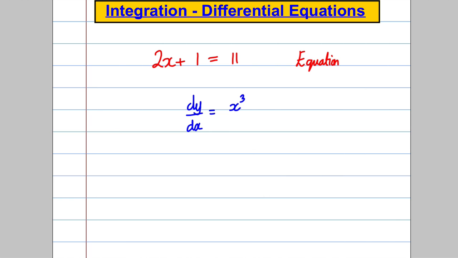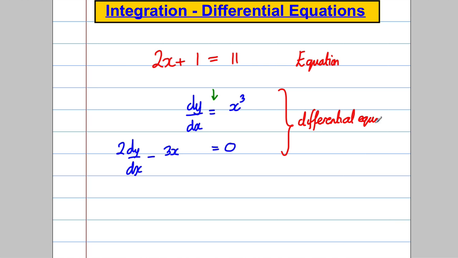That's a differential equation. Why? Well, it's an equation, it's got an equal sign, and it's got x's and dy/dx's. Something like this would also be a differential equation: 2 dy/dx - 3x = 0. Again, these two would both be differential equations, and the reason is that they have x's, numbers, operations, and dy/dx's.